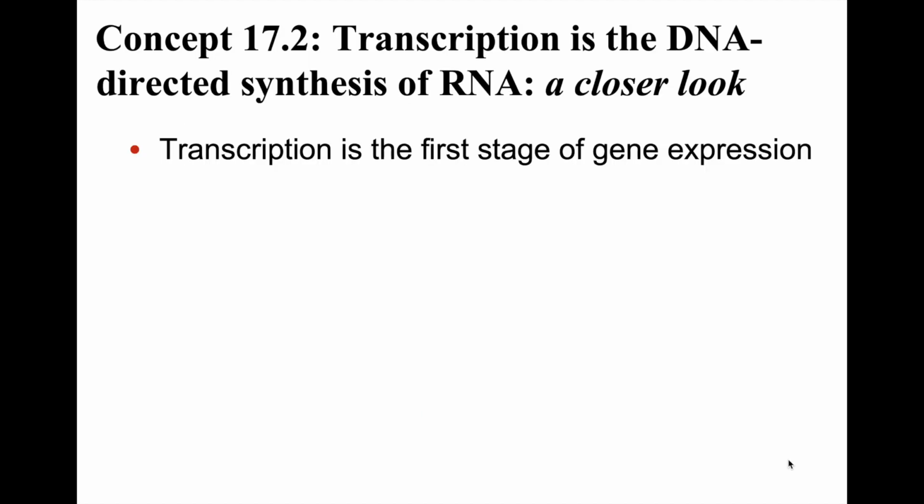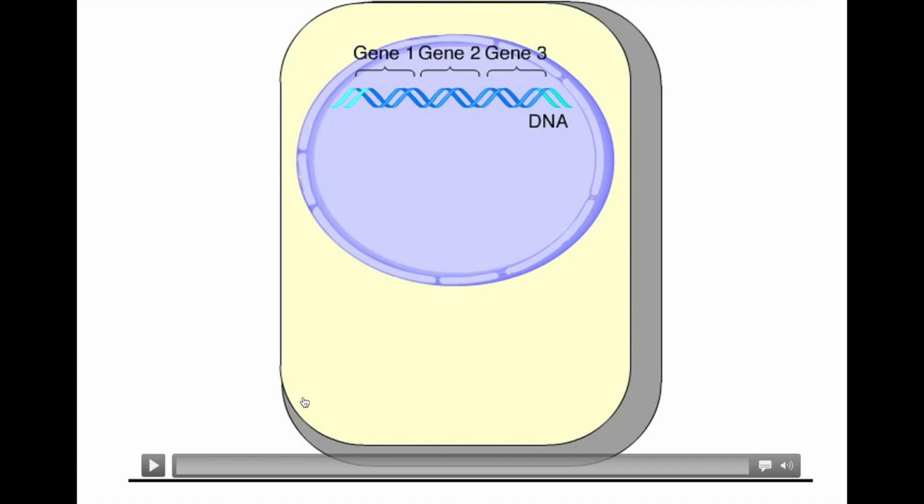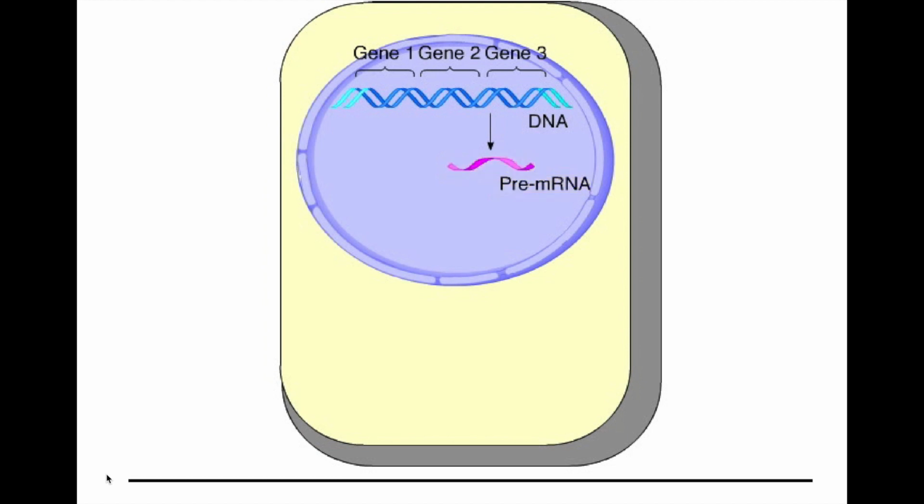So that was 17.1, which is kind of the big picture overview of what we're going to be learning today, which is transcription, DNA to RNA, RNA processing, and then translation, RNA to protein. Now we're going to start going into some of the details, starting with transcription. Recall that transcription is how you take the information in DNA and copy that over into mRNA. The first step in protein synthesis is transcription of RNA from DNA.